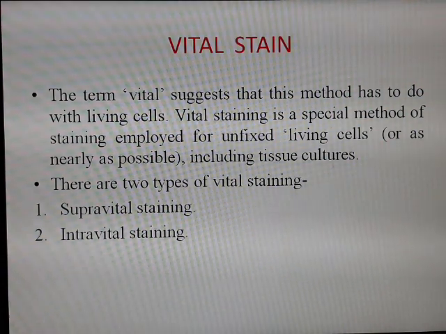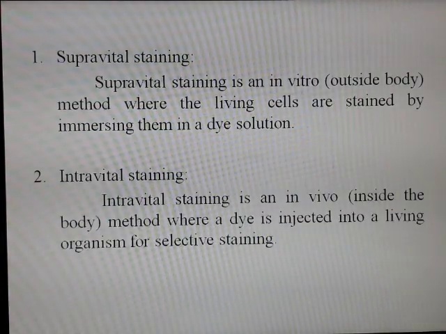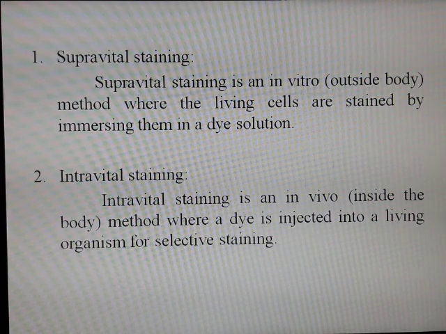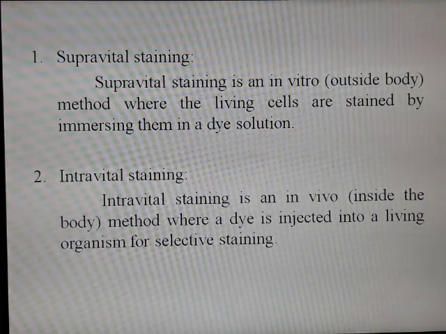There are two types of vital staining: supravital staining and intravital staining. So, what is supravital staining? Supravital staining is an in vitro, that is outside the body, method where the living cells are stained by immersing them in a dye solution. The second one is intravital staining. Intravital staining is an in vivo, that is inside the body, method where a dye is injected into a living organism for selective staining.